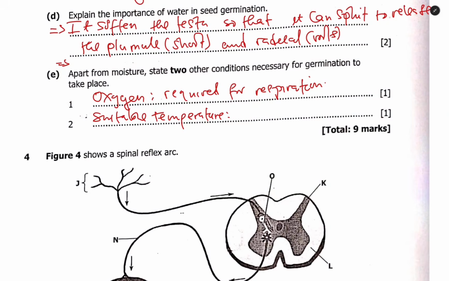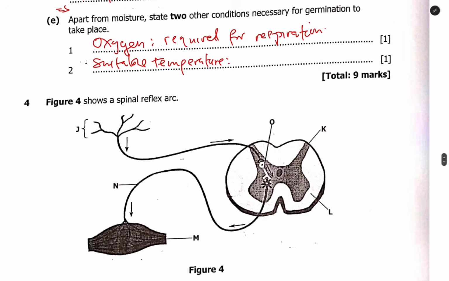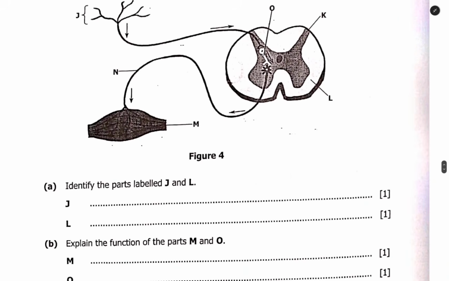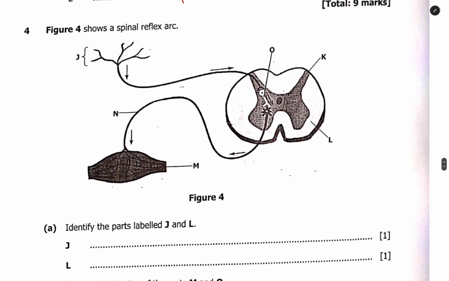So this brings us to the end of question 2. And now question 4. Figure 4 shows the spinal reflex arc. Okay. Identify the parts labeled J and L.